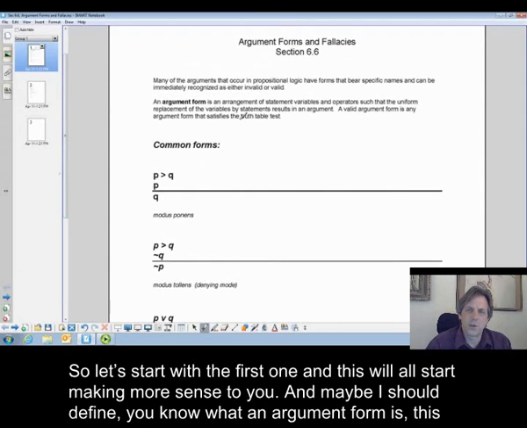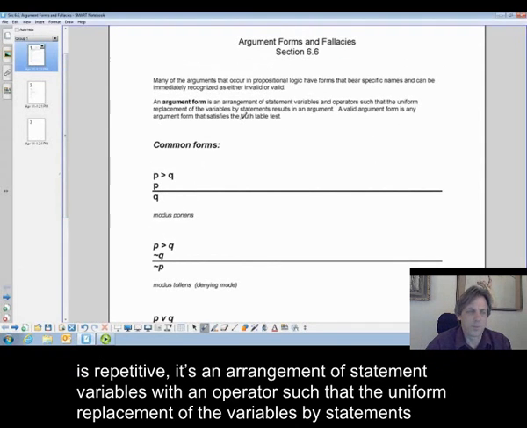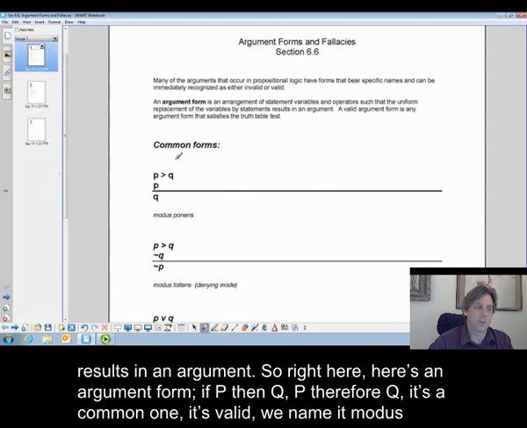Maybe I should define what an argument form is. It's an arrangement of statement variables with an operator such that the uniform replacement of the variables by statements results in an argument. So right here, here's an argument form. If P then Q, P therefore Q. It's a common one. It's valid. We name it modus ponens.